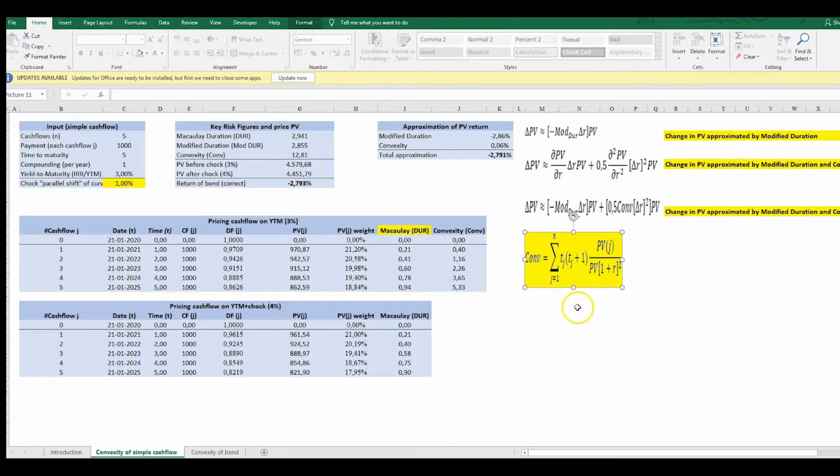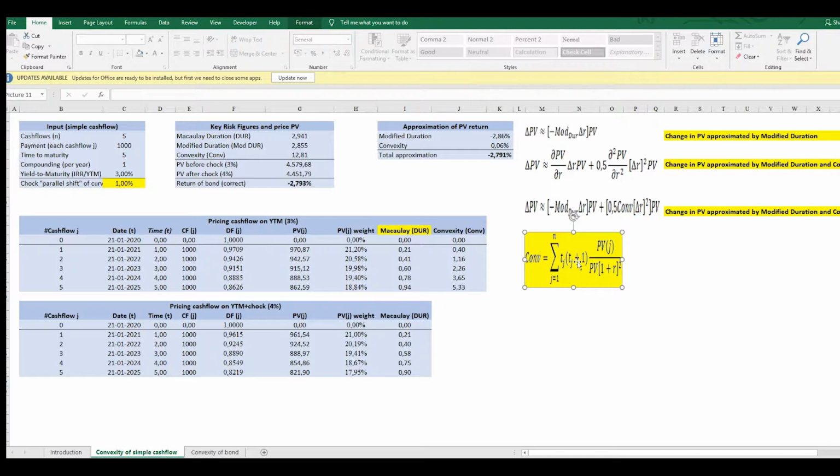Down here we have the convexity and how it's calculated, and it looks pretty much like the duration measure, also with some sort of relative PV on the cash flows summed. But here we have to divide by 1 plus r squared, and we also have to multiply in the denominator by t plus 1 on each cash flow.